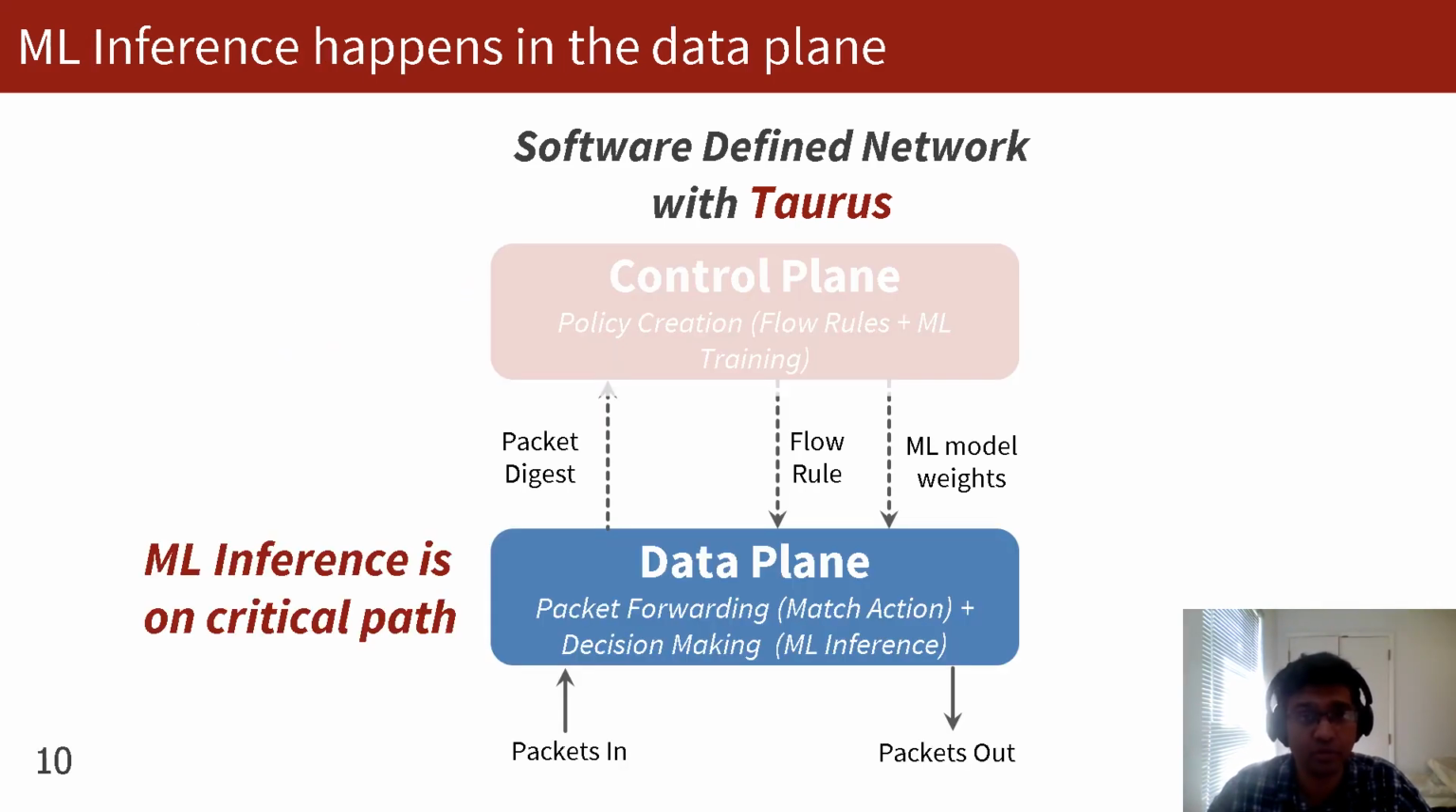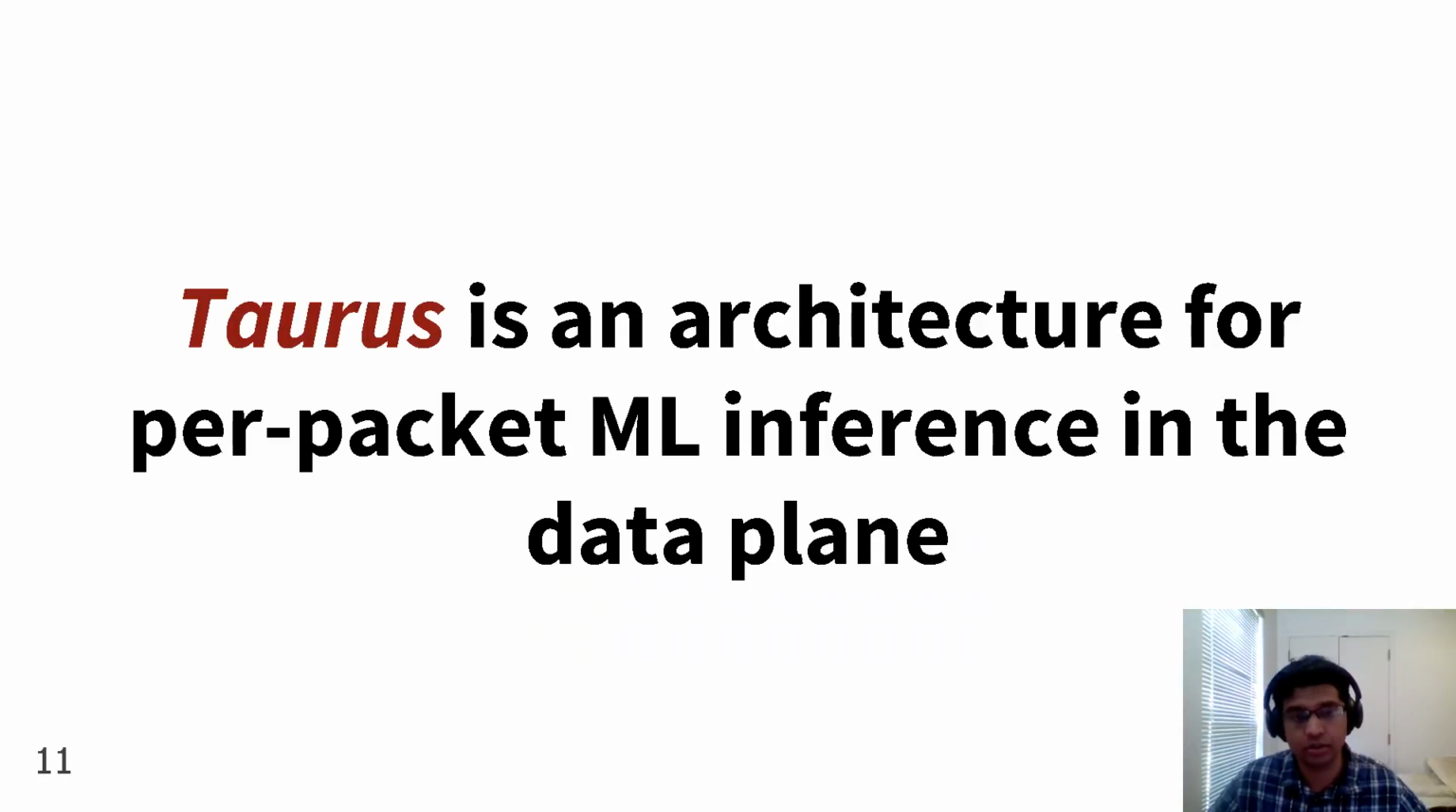ML inference, however, is again the decision-making process, and so that has to happen on the critical path, or the packet forwarding path. So the outstanding question here is, how do we build a data plane to perform ML inference at the speeds required by a data center network's data plane? And this is exactly what Taurus is built to do. Taurus itself is an architecture for per-packet machine learning inference in the data plane.